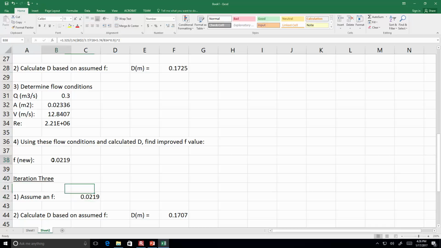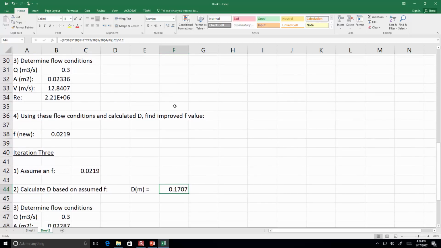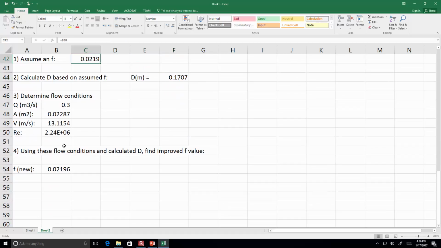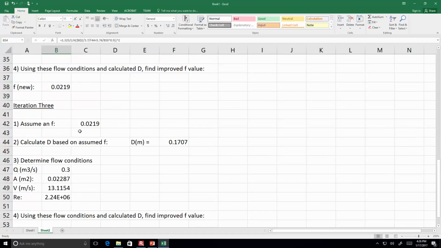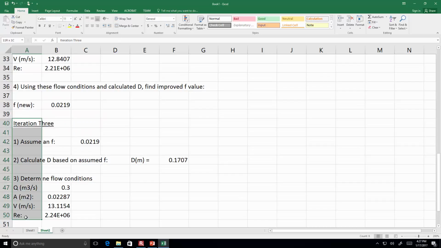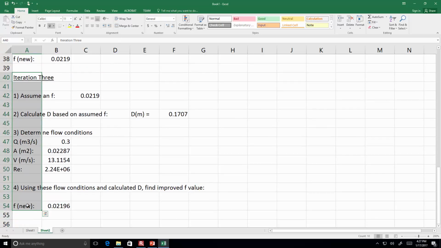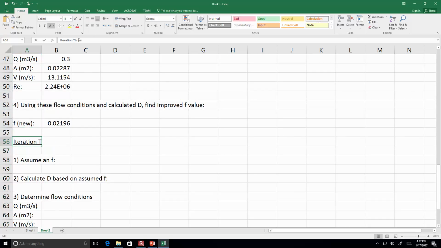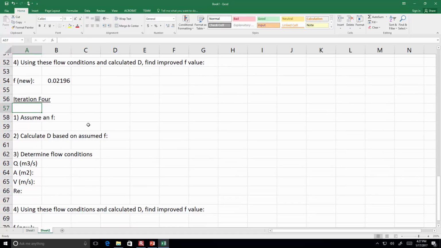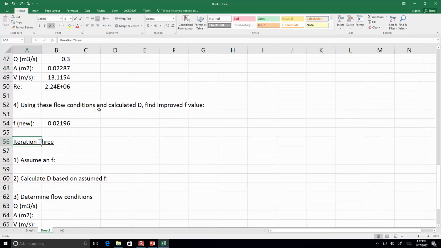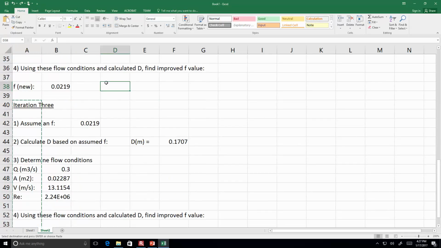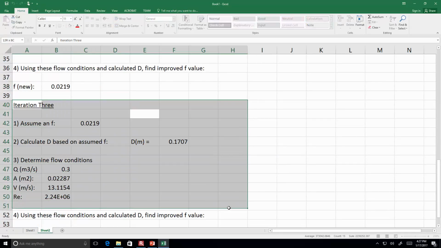The input value is already looking at the output of the previous step. We get some new diameter, so the pipe diameter changed a little. The f value changed really a little, and it's probably not going to change at all if we were to do a fourth iteration. So iteration 4. And I know I've been focusing a lot on the f values. I guess I missed a step, I should highlight everything here when I copy and paste.